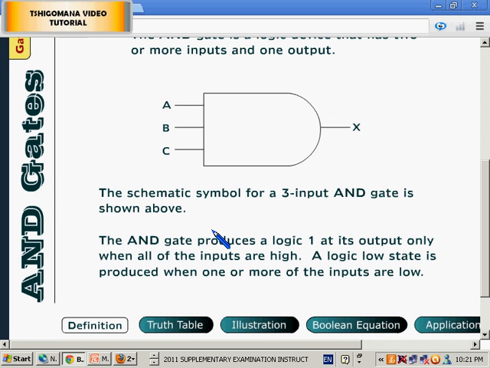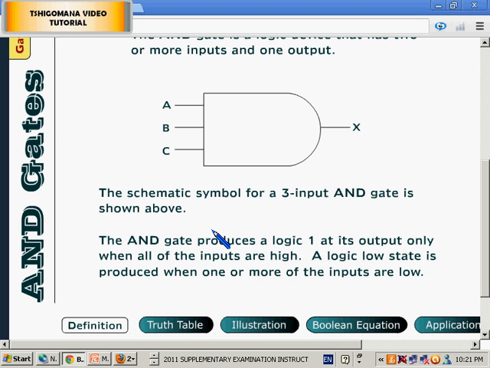Another thing that you must understand about the AND gate is that the output of an AND gate is a logic 1 only when all of the inputs are high. In other words, the AND gate is true only when all of the inputs are high. A logic low state is produced when one or more of the inputs are low.